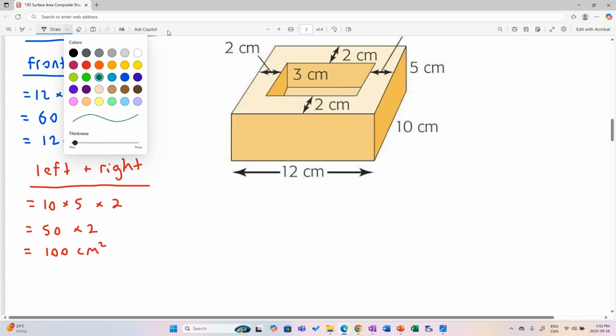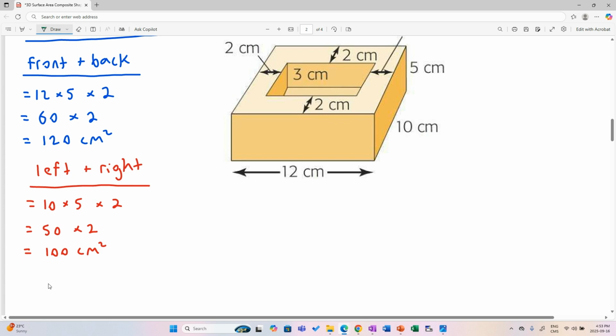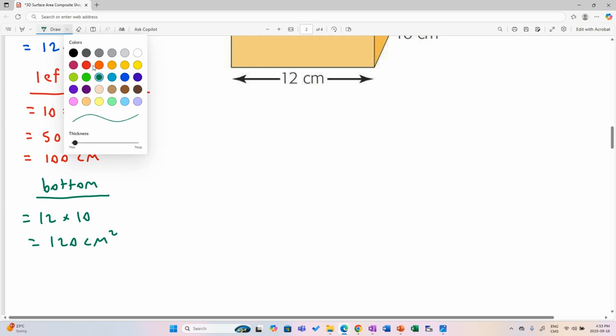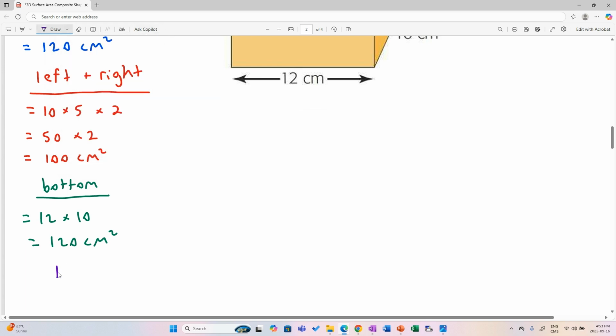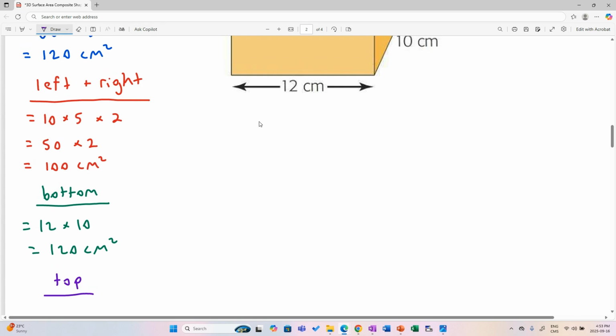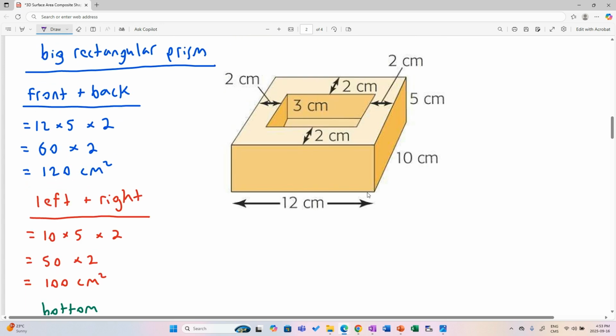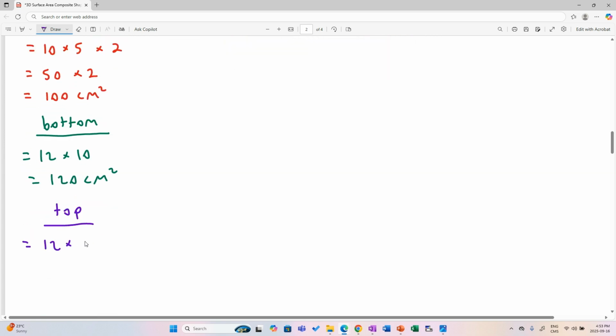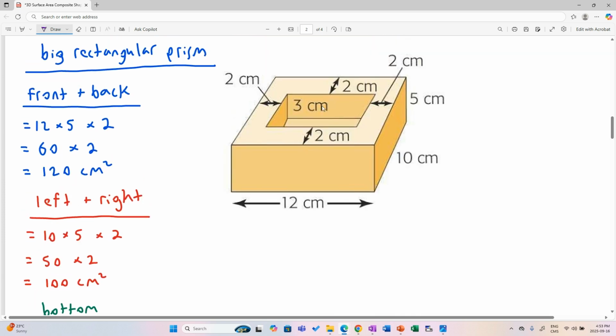Okay. Now I'm going to solve for the bottom. For the bottom, I have 12 times 10. 12 times 10 is 120. Now finally, I'm going to solve for the top here. The top is the one with something cut out of it. So technically speaking, the top should be the same as the bottom initially. It initially starts as 12 times 10, right? But now I have to subtract something that's being cut out. We have to figure out what area the top shape here for this rectangle is.